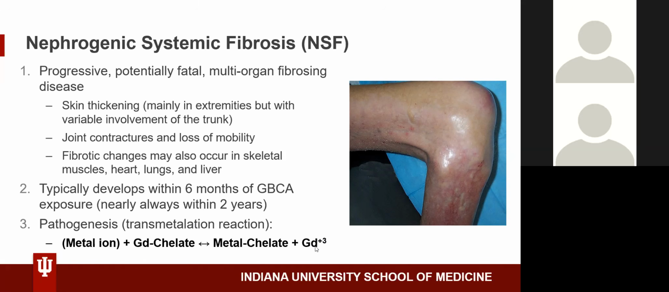And when you have free gadolinium, it deposits in your skin or in other tissues. And when it's there, it can incite this inflammatory response, which leads to cytokine release. And then that leads to the deposition of fibrocytes, which proliferate and cause the kind of symptoms that we described here.